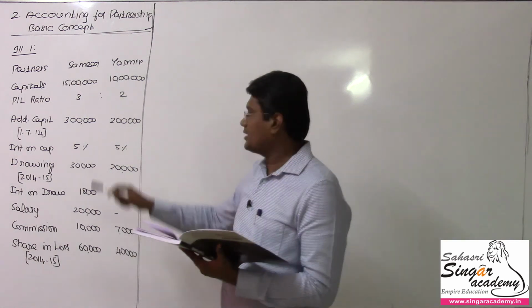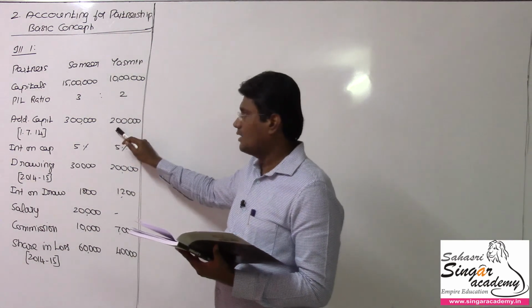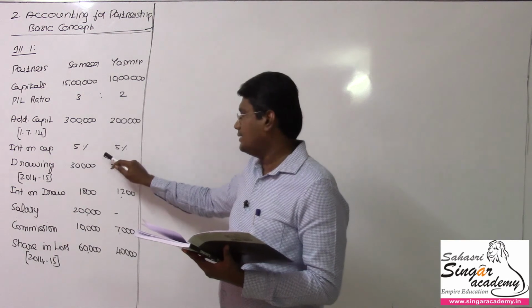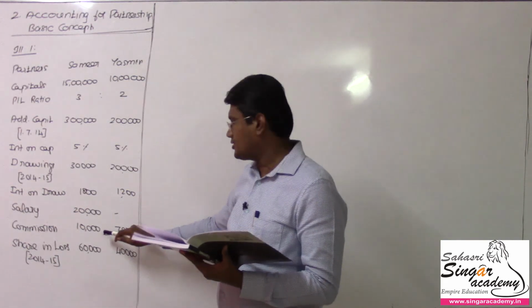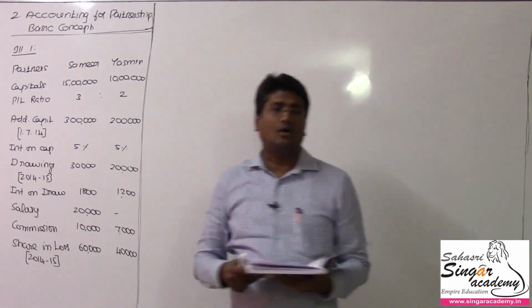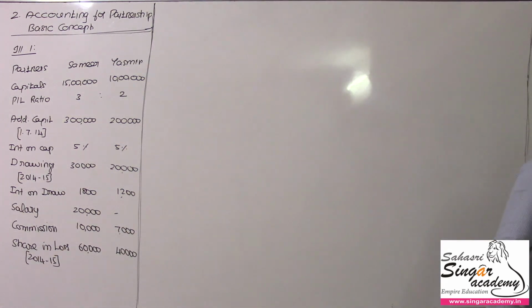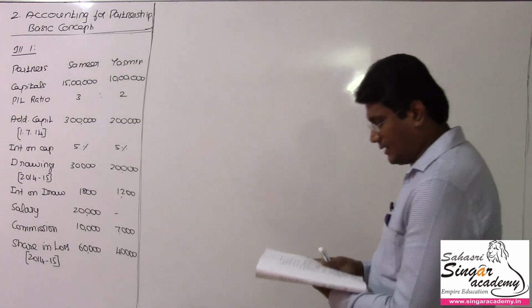Additional information: additional capital contributed on 1st July 14, and interest on capital, drawings for the year 14-15, interest on drawings, salary, commission, share in loss, all these things are given. I am going to prepare the fluctuating capital method.